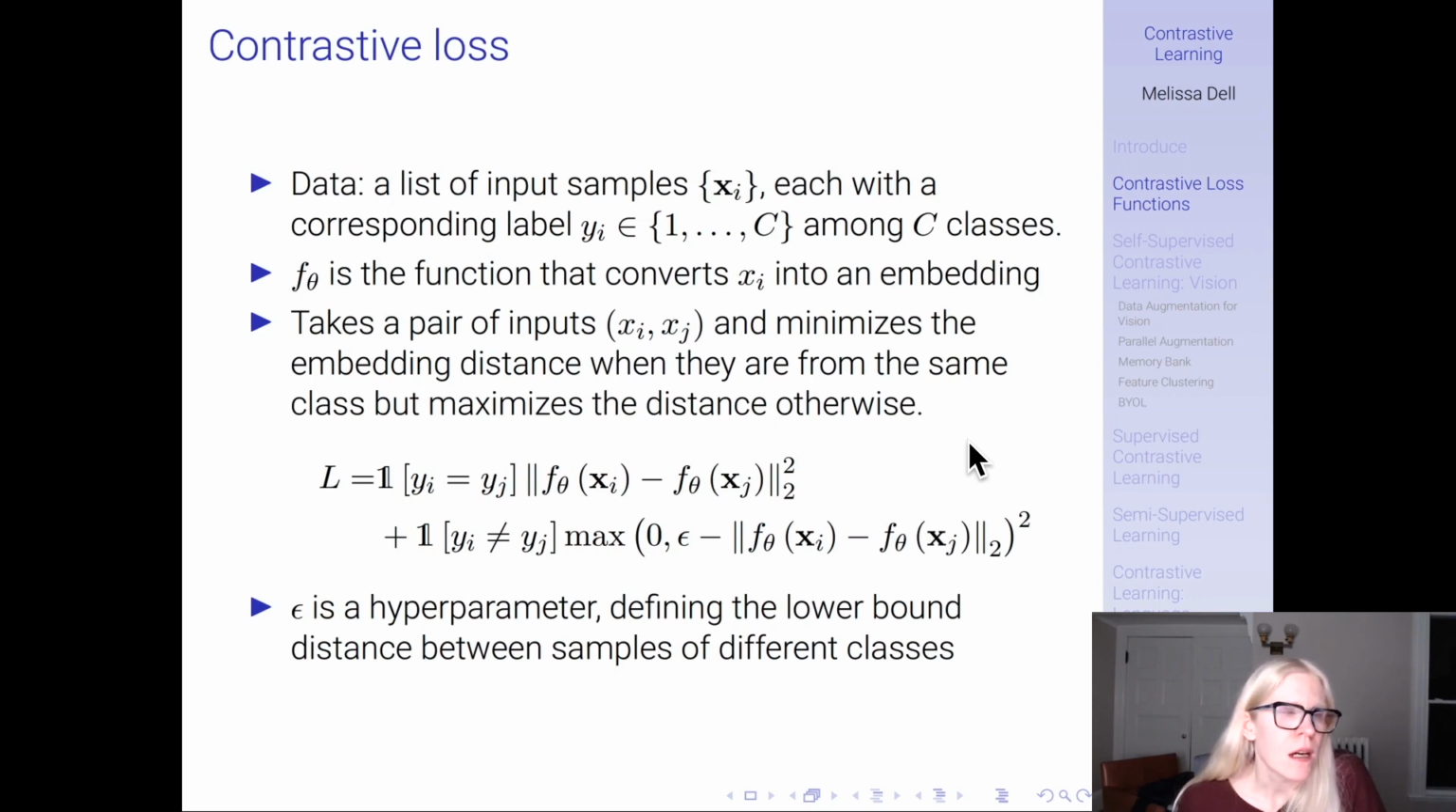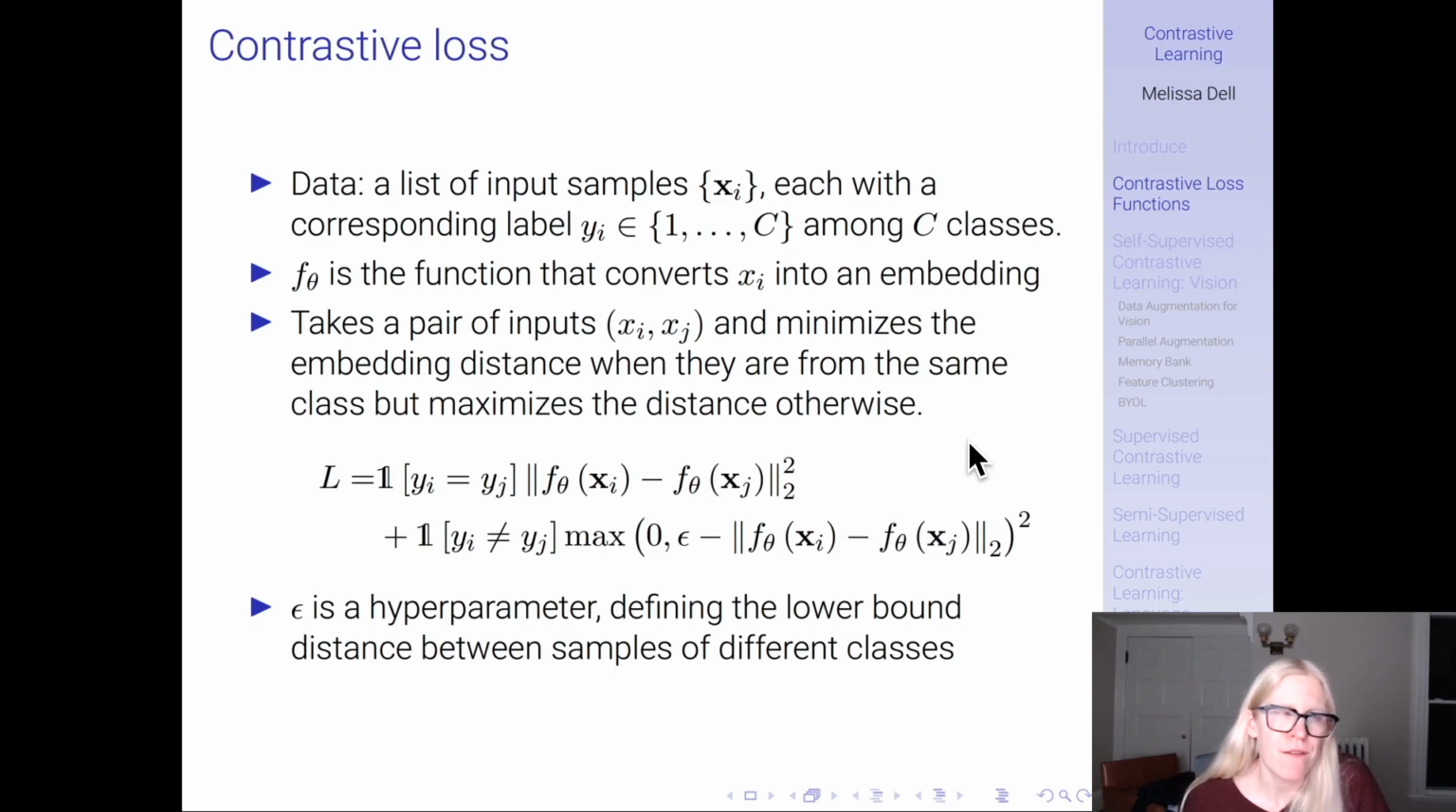Contrastive loss. In this case, we have a list of samples, and they each have a corresponding label where the labels are C classes. I mentioned doing OCR, what character is this? But it could also be a variety of things. And you don't have to have enumerated all the C classes. Like your labels might be these are the same or these are different.